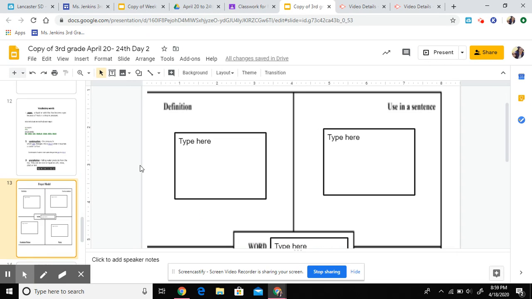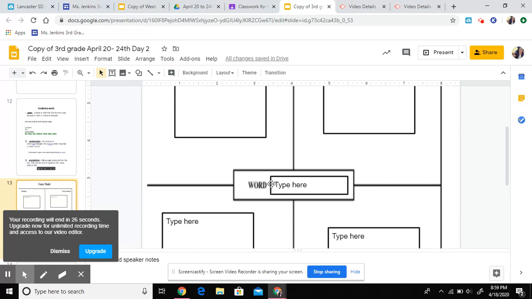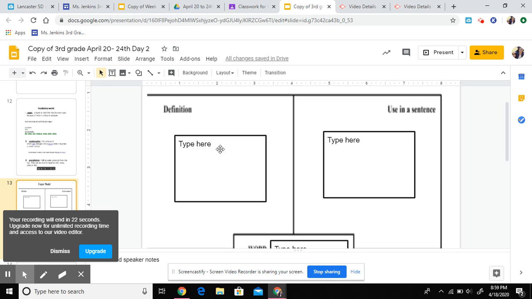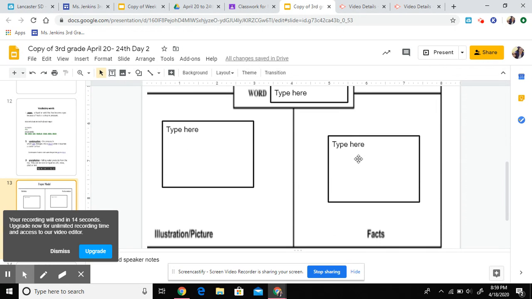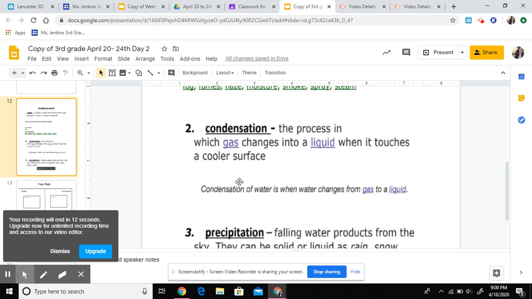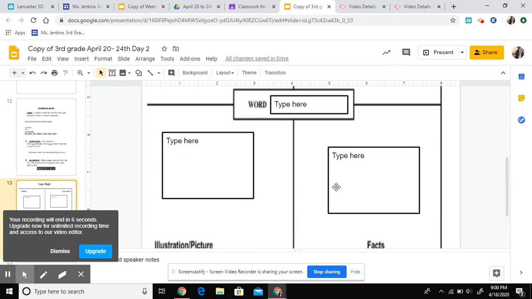So you'll take that word and you'll come down here. You'll put the word right here in the middle. So vapor would go right here. You're going to copy the definition right here. You're going to use the word vapor in a sentence right here. The facts are, for instance, mist and clouds are made of water vapor. You can put that in the fact section and then just draw a picture for me. You're going to do that for all 3 words.